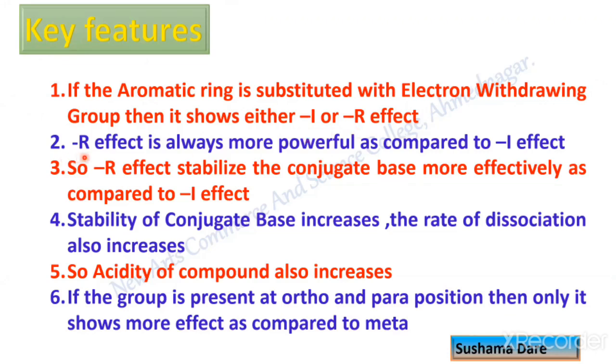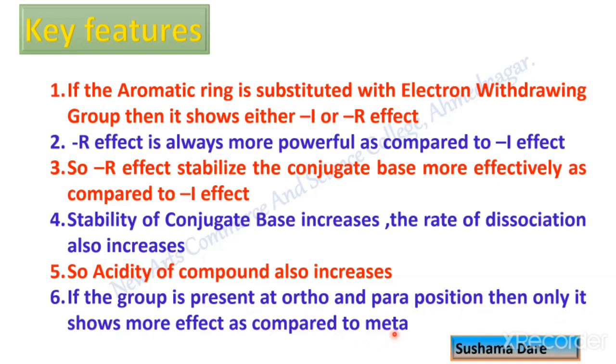But the electron withdrawing resonance effect is always more powerful as compared to the electron withdrawing inductive effect. So, electron withdrawing resonance effect stabilizes the conjugate base more effectively. So, as the stability of the conjugate base increases, the rate of dissociation also increases. Because of that, acidity of the compound also increases. But this happens only if the group is present at ortho and para position, then only it shows more effect as compared to meta.